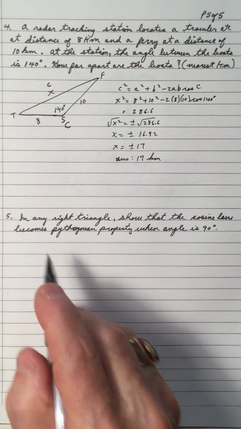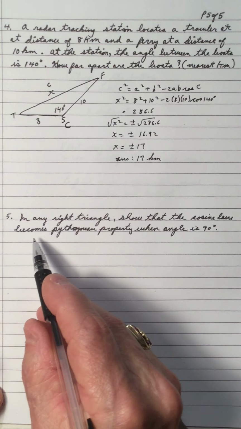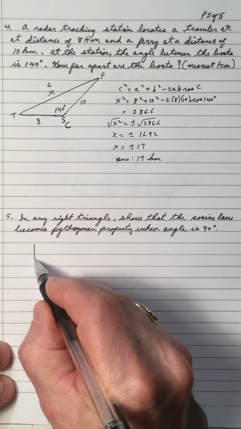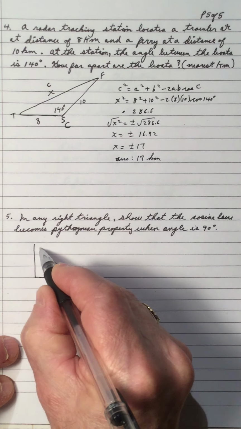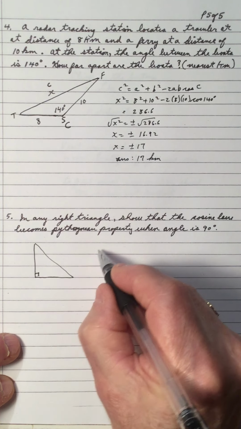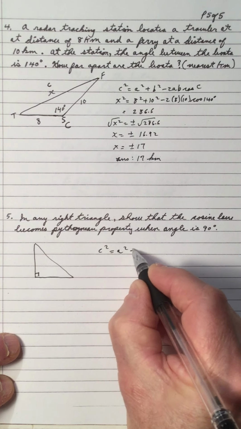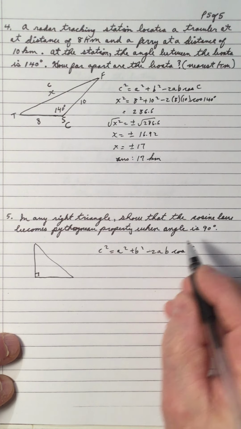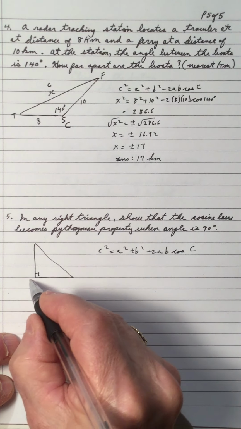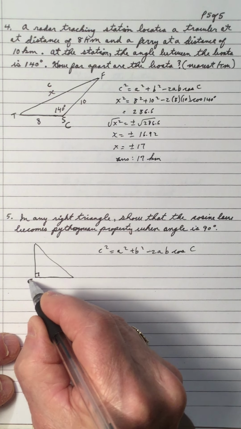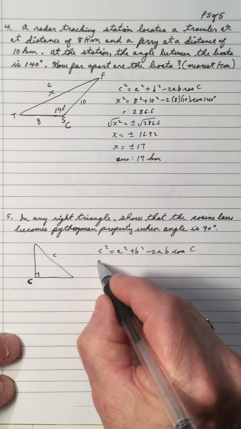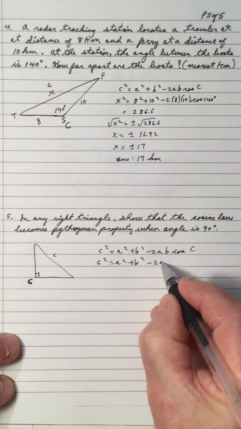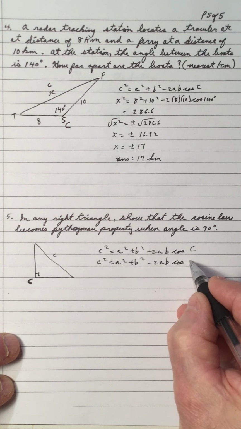And one more. In a right triangle, show that the cosine law becomes the Pythagorean property when an angle is 90 degrees. So let's draw a right triangle. The cosine law: c squared is a squared plus b squared minus 2ab cos C. So let's let the right angle be C, and this is c over here. So c squared is a squared plus b squared minus 2ab cos C, where C is the 90-degree angle.